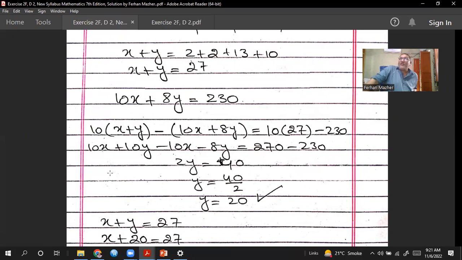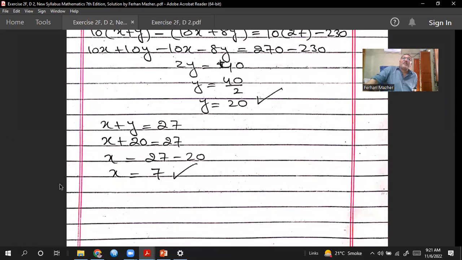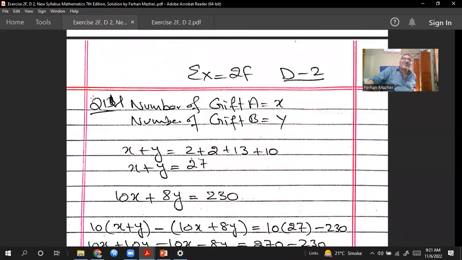Then I will put the value of y equals 20 in the first equation. So x plus y equals 27. In the place of y, I will substitute 20. So x plus 20 equals 27. So x will be equal to 27 minus 20, and x will be equal to 7. So we found the values of x and y.